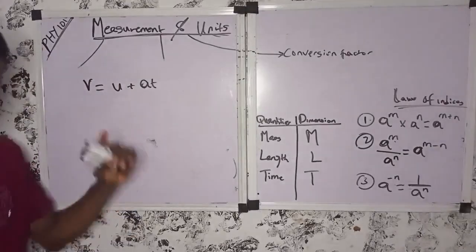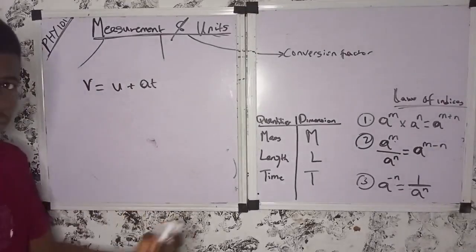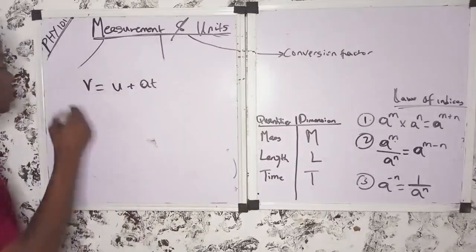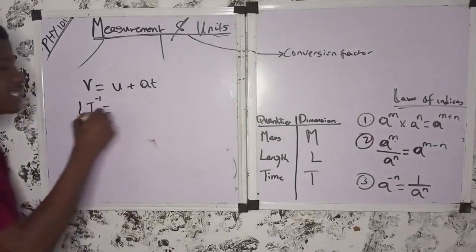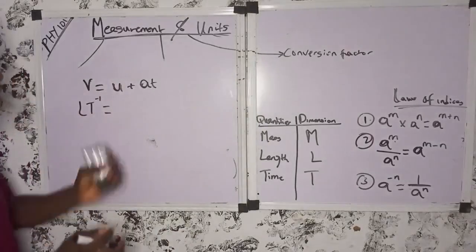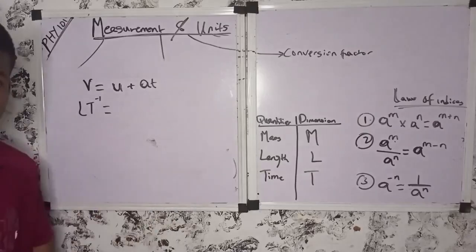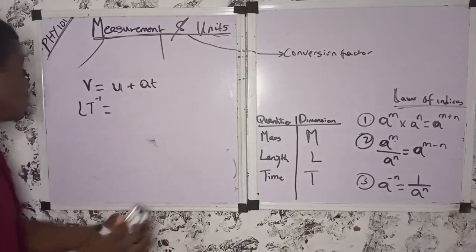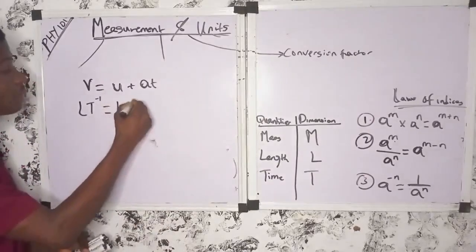Now, what is the dimension of velocity? We all know that we have solved it before. Dimension of velocity is what? L T raised to what? Minus 1, right? Yes. Now, this u, which is initial velocity. What is the dimension of initial velocity? It's still the same thing as velocity, right? So it's still L T to the power minus 1.